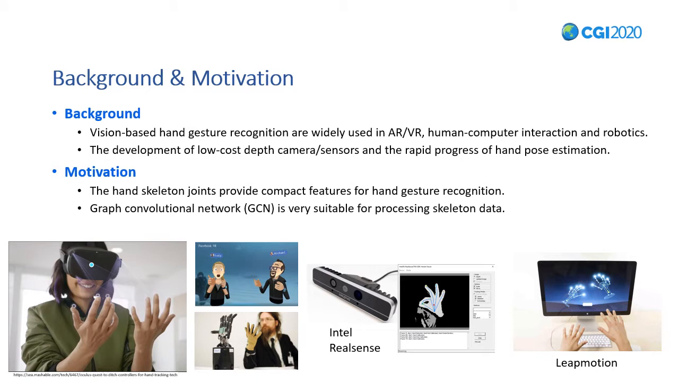Vision-based hand gesture recognition has been widely used in virtual reality and augmented reality. With more low-cost depth cameras available, such as RealSense and LeapMotion, the hand joints can be recovered from RGB or RGB depth images easily. Thus, skeleton-based methods have become the major hand gesture recognition pipeline. Compared with RGB images, hand skeleton joints provide more compact features, and graph convolutional network is more suitable for processing data with irregular structure like skeleton. That's why we focused on skeleton-based gesture recognition using GCN.